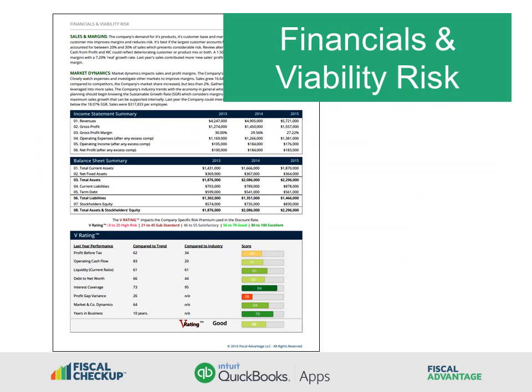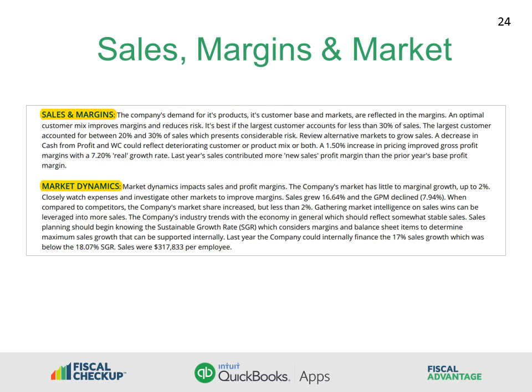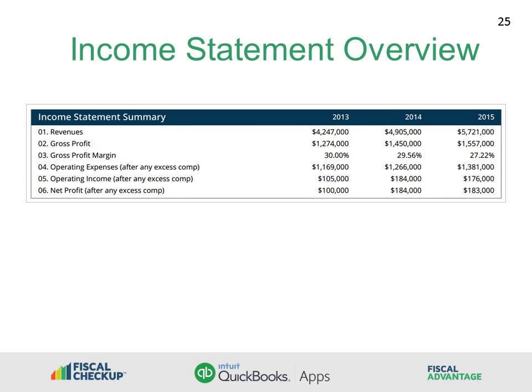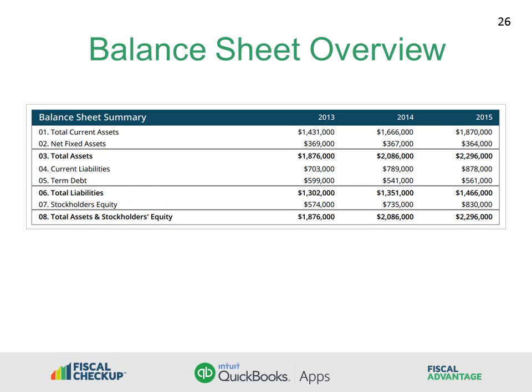Page 7 reviews the financial statements and provides insight on the future viability of the company. At the top of the page is a discussion on what has happened with sales and margins, as well as some discussion of the market that the company participates in. The most significant accounts from the income statement are summarized here, followed by the most significant accounts from the balance sheet.